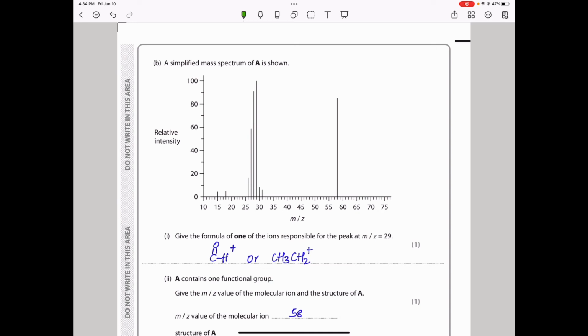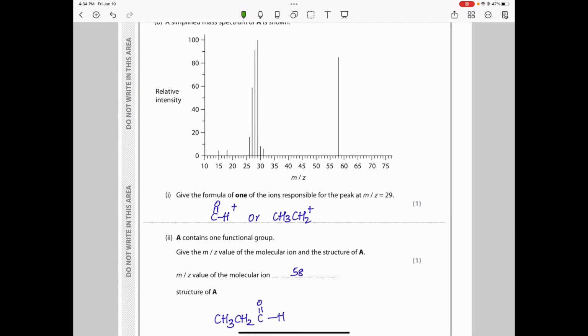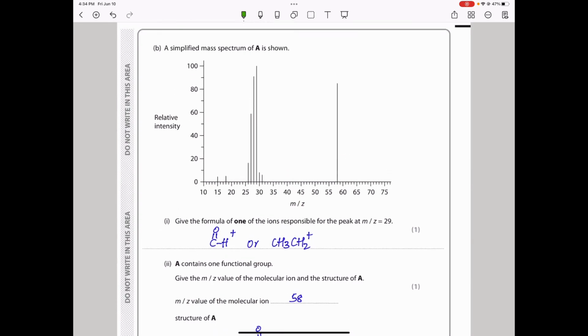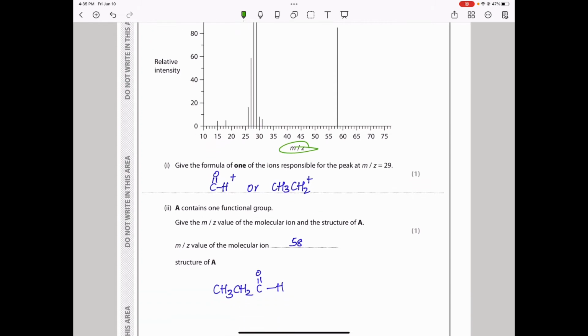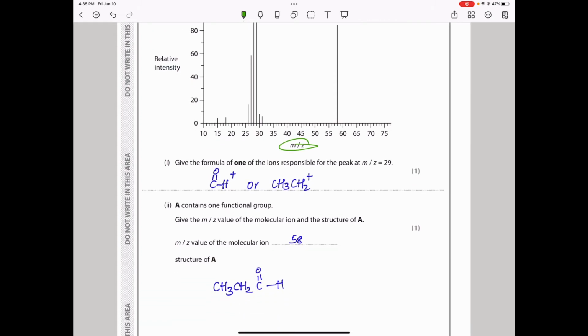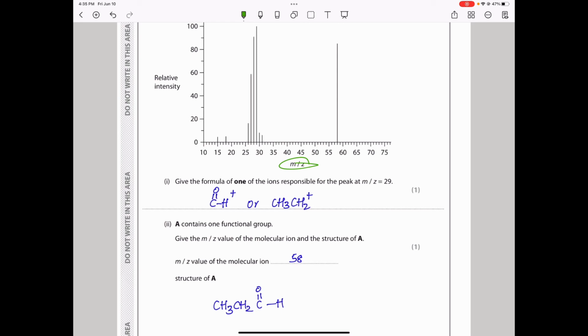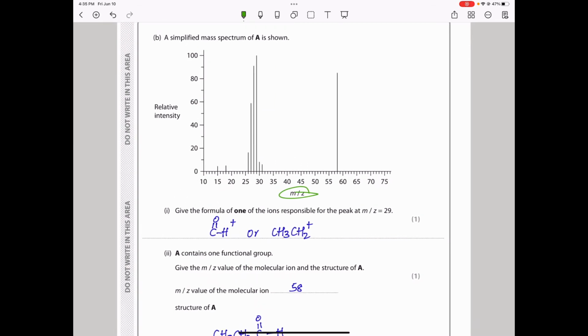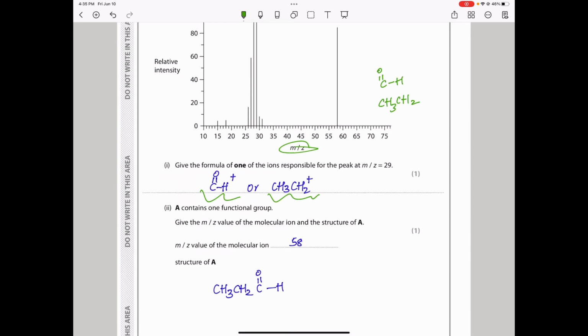So part B says a simplified mass spectrum of A is shown. Of course, that is what we see here. We see the relative intensity as well as the mass to charge. So they say, give the formula of one of the ions responsible for the peak at 29. If we know that this is an aldehyde and there is a peak at 29, there are two things that could bring a 29. If it's that, or if it's that. These are the two possibilities. You can see them there. That could give us the mass 29. So these are the potential answers.